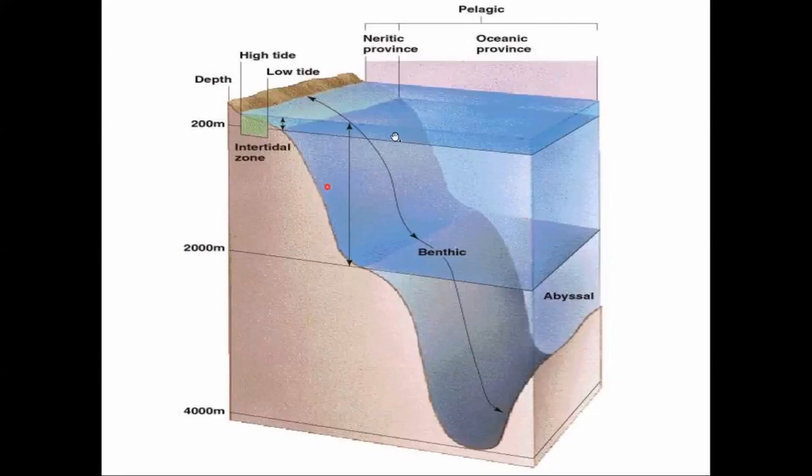See the picture. This area is the intertidal zone, because this is the tidal area. See this area, the benthic zone. This area, the abyssal zone. These are the zones of the ocean. We will see them one by one.